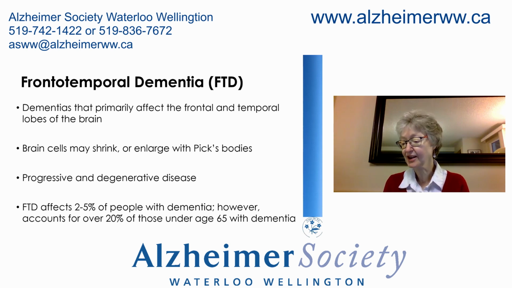Sadly, it's progressive and degenerative. It's estimated that approximately 2 to 5% of all dementia cases are FTD. So that's a pretty small amount overall. But it is the second most common dementia in people under the age of 65. And about 20 to 40% of people with FTD do have a family history.